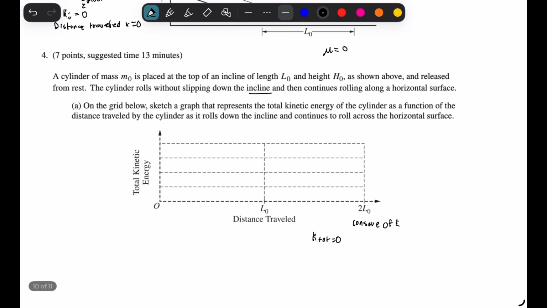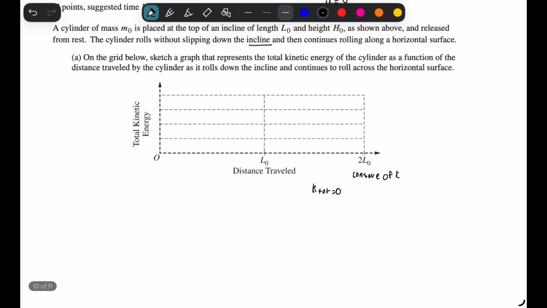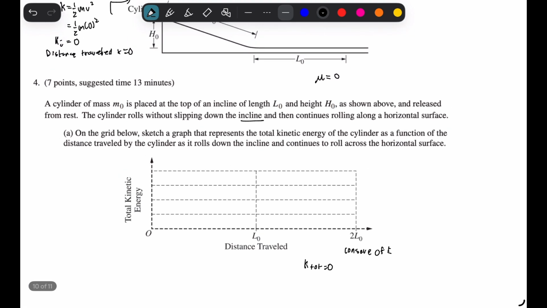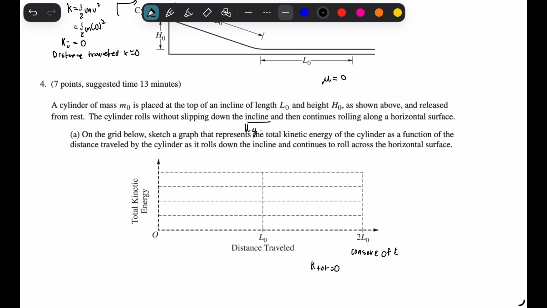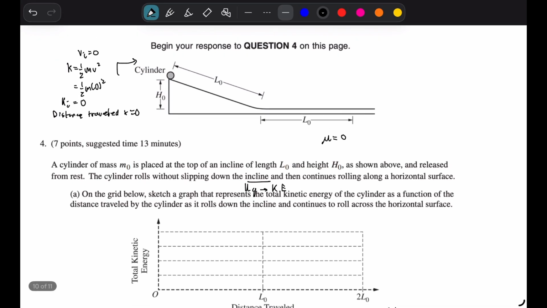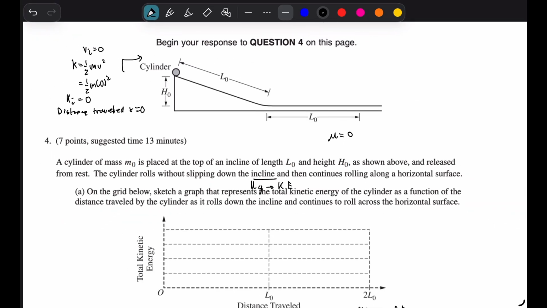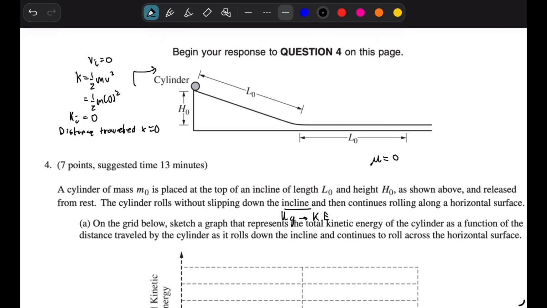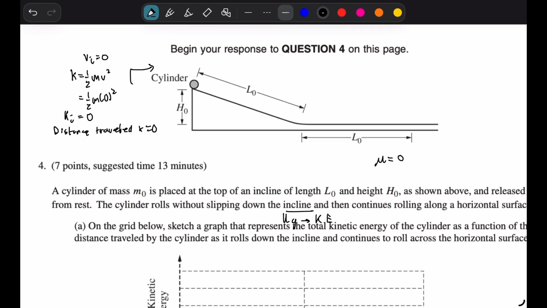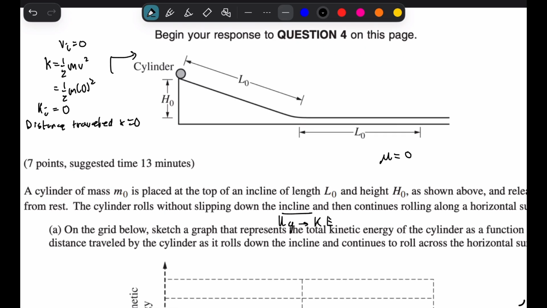Now, when you're thinking about rolling down an incline, right, that means that your gravitational potential energy is going to be converted into kinetic energy. So since we have an incline that is straight, the vertical drop is going to be proportional to the distance that you traveled along the incline. Now, that means that we have a loss of gravitational potential energy, and that's going to increase linearly with the distance that we traveled. So the total kinetic energy is going to increase linearly.